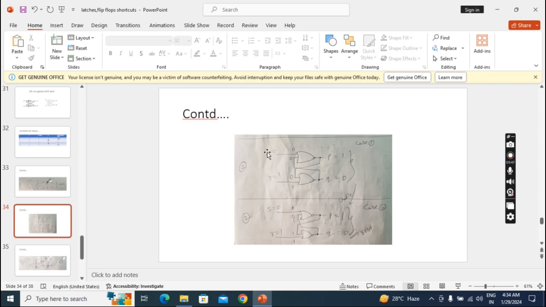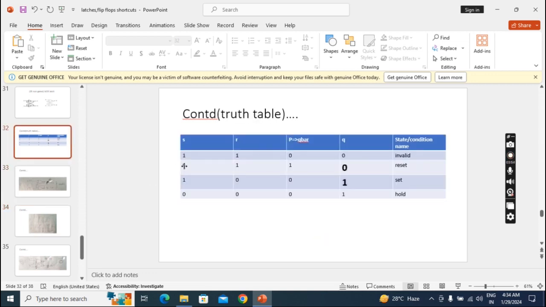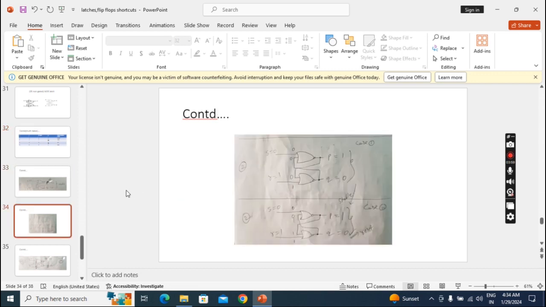Then coming to the second condition, S equal to 0, R equal to 1. Here I have started immediately with S equal to 0, R equal to 1. Observe this. Initially, in the first case, I am getting Q bar 1, Q 0. Then when I feed back with the same input maintained, I am getting Q bar 1, Q 0 again. So it is a stable output, and I am taking this as the final output.